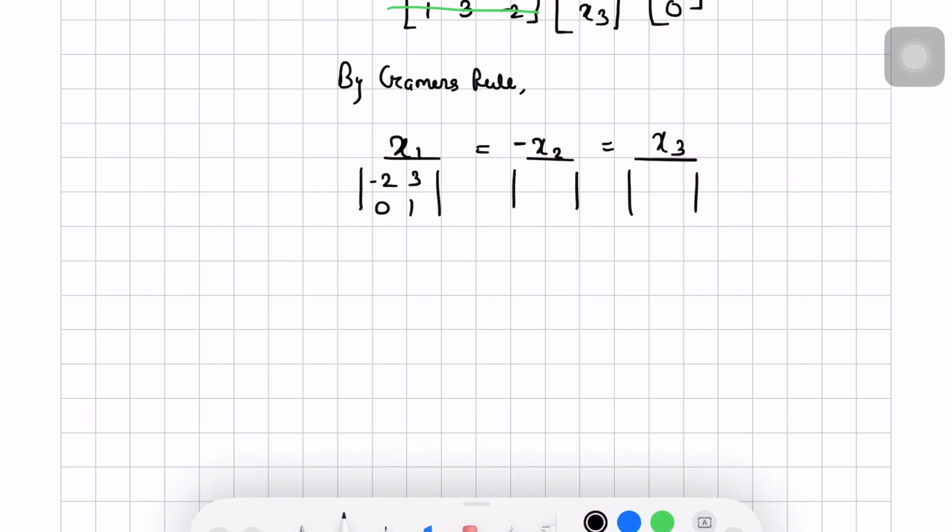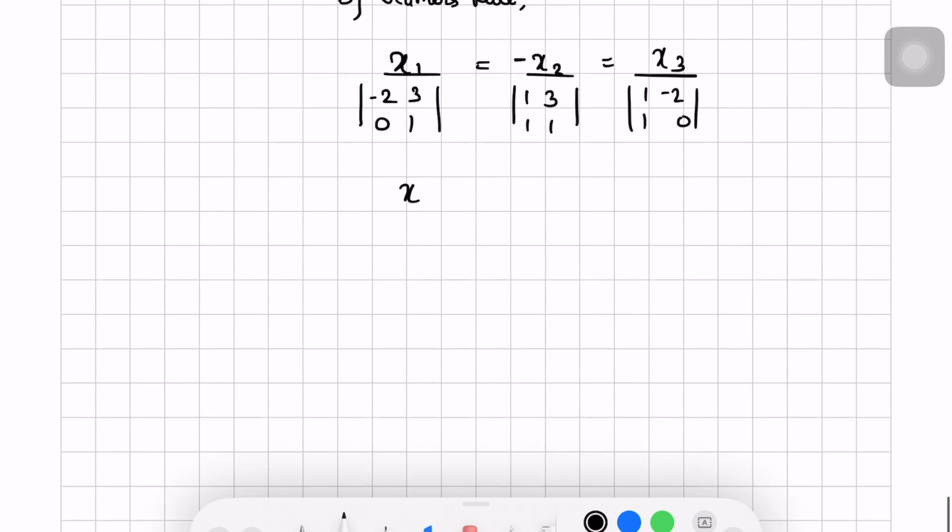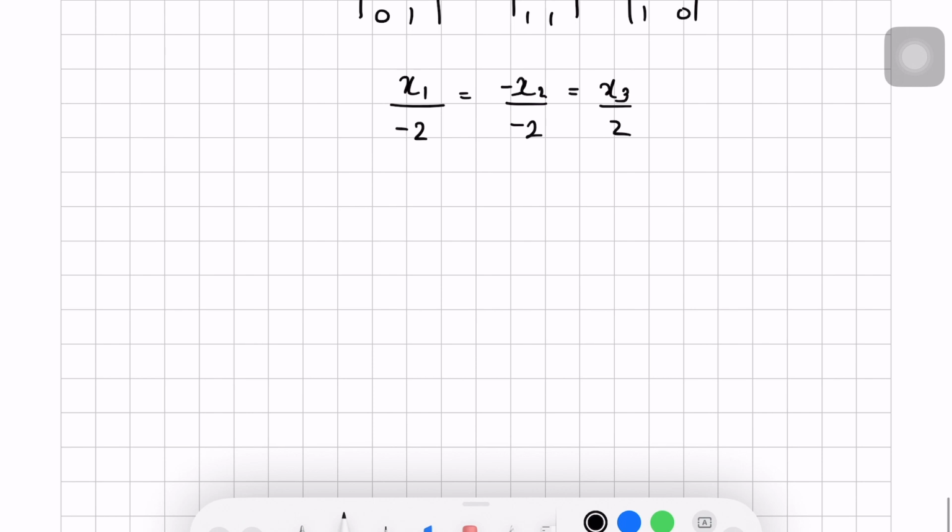So I will just write directly like this: minus 2, 3, 0, 1, 1, 3, 1, 1, and 1 minus 2, 1, 0. So simplifying, finding the determinants, we get minus 2 here, minus x2 upon minus 2, x3 upon 2. So the second eigenvector, taking all these values to the right side, we get minus 1, 1, 1.